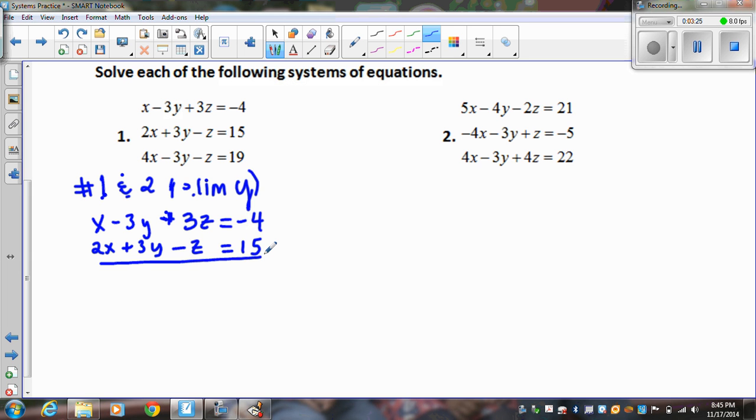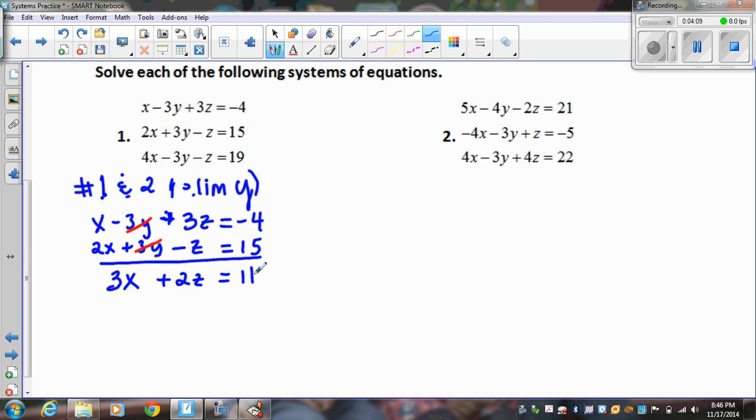Now I don't need to multiply the entire equations by any sort of factor because I already have opposites. And basically they're additive inverses here, this negative 3y and this 3y. So they're going to cancel each other out as I combine my equations. I'm going to combine the rest by addition. So 1x plus 2x is 3x. We have 3z plus negative z, or 3z minus z, is positive 2z. And we have negative 4 plus 15, so that is 11.